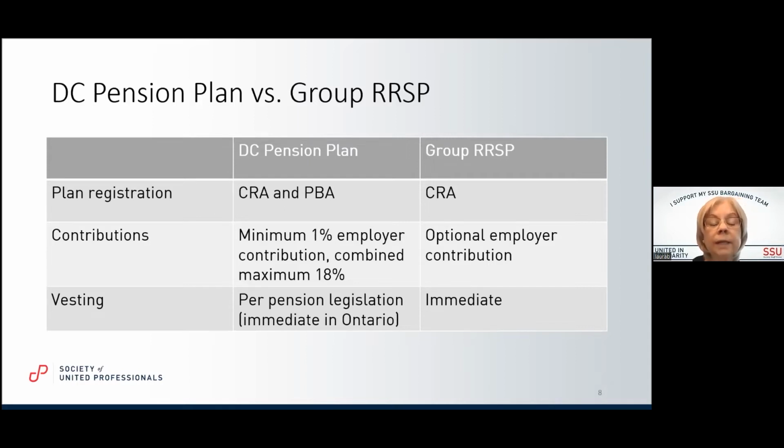Contributions, this is quite an important distinction. Under a registered defined contribution plan, the employer must contribute at least 1%. It can't be entirely employee funded. Not true for the group RSP. Also, vesting, we do happen to have immediate vesting now in Ontario, meaning that you get the full value of your pension regardless of how early you leave employment, and that's always been the case for group RSPs.